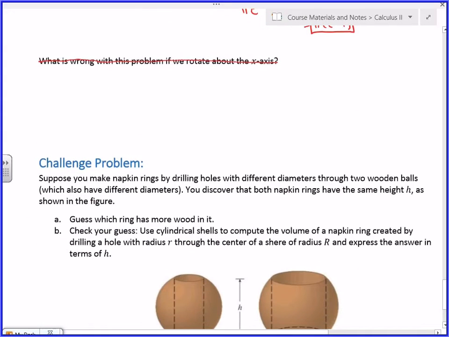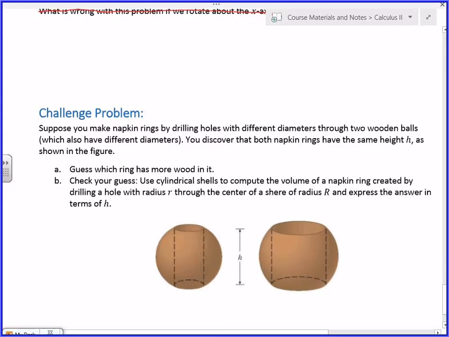So that's our new method, the cylindrical shells. I threw this problem in here at the end just for your own personal challenge. I'm not going to do this, although I will probably in the next couple of days post a solution to this just so you can see this. I thought it was an interesting problem that can be solved using cylindrical shells. And it's a kind of surprising result, at least in my opinion, whenever you actually do this.